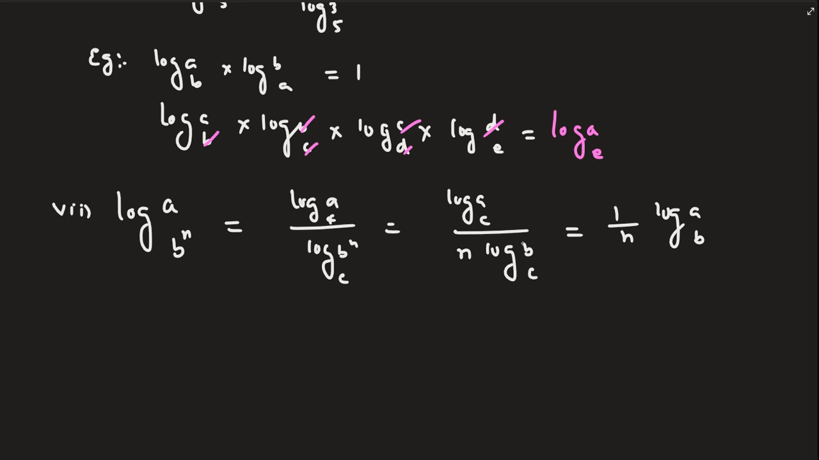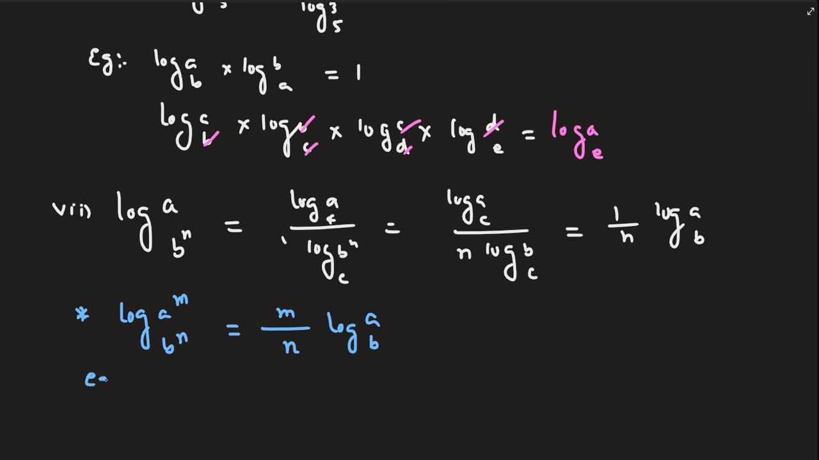So when you get the power in the base, this power will be outside and it will occupy the position of the denominator. If we combine these two formulas, we get log a to the power m with base b to the power n. Here the power is m, here the power is n. So we get a fraction whose numerator is m and denominator is n, times log of a base b.